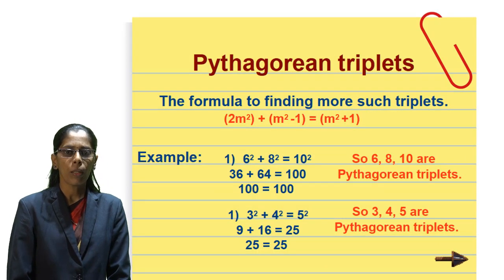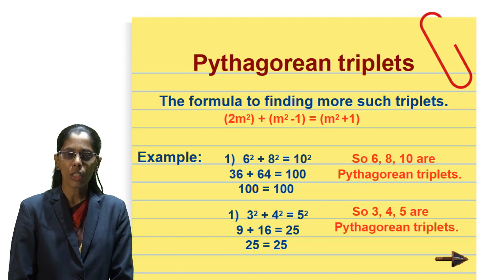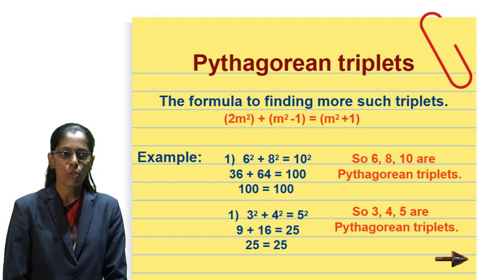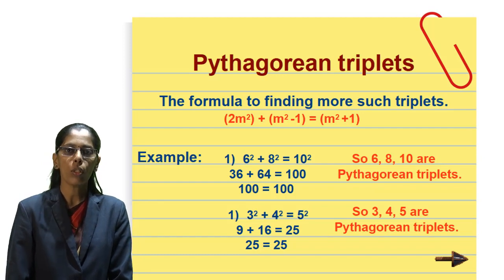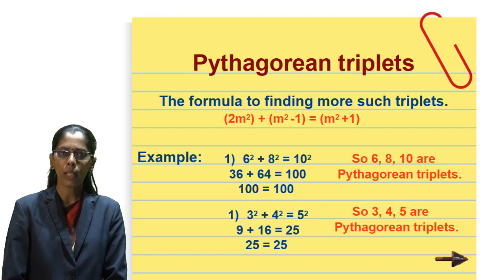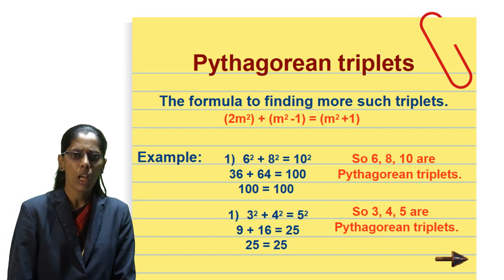Pythagorean triplet: the formula for finding more such triplets is 2m, m square minus 1, and m square plus 1. This is the formula for finding more such triplets.